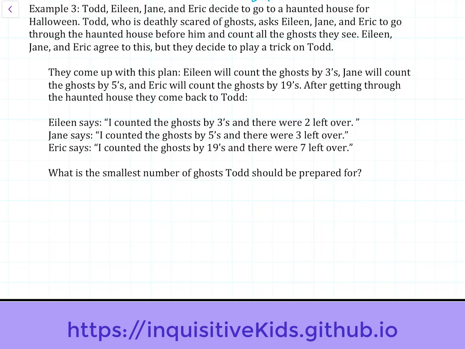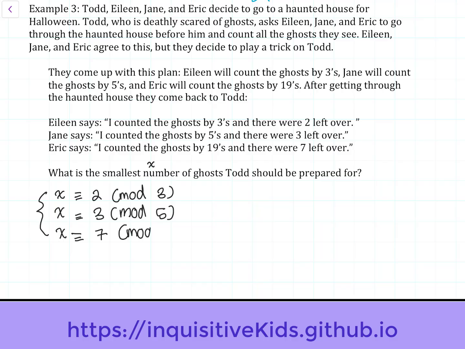So yet again, this is another word problem, which means we have to write the system of congruences for ourselves. But it is already pretty clear. We have 3 congruences. So let's set the smallest number as x. X is congruent to 2 mod 3. X is congruent to 3 mod 5. And finally, x is congruent to 7 mod 19. Great for us, we don't have to multiply any inverses because the variable is already on its own. All we have to do is use the Chinese remainder theorem.